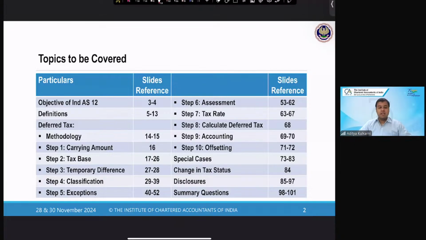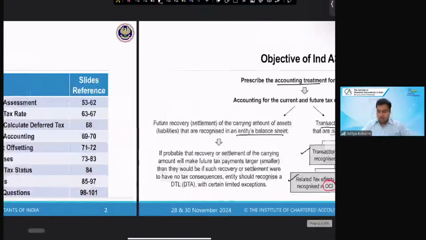So we'll be covering the objectives, the definitions which are involved in here, and we will run through the methodology to calculate the deferred tax. After the deferred tax, we will look at some special cases, changes in tax status, and certain disclosures. I'll be running you through some of the additional questions. And with that, I think you should be comfortable. Obviously, the recorded sessions would be available for your review. Okay, so let us start.